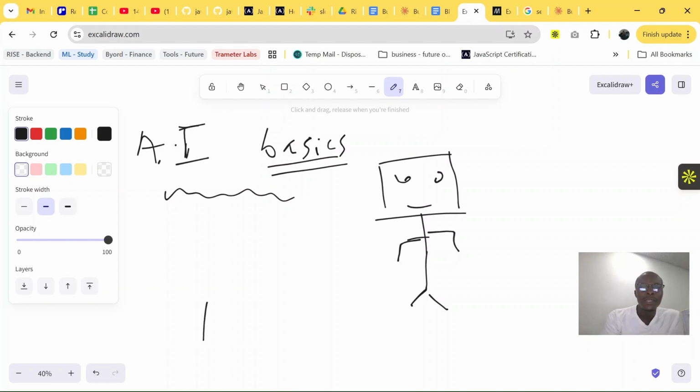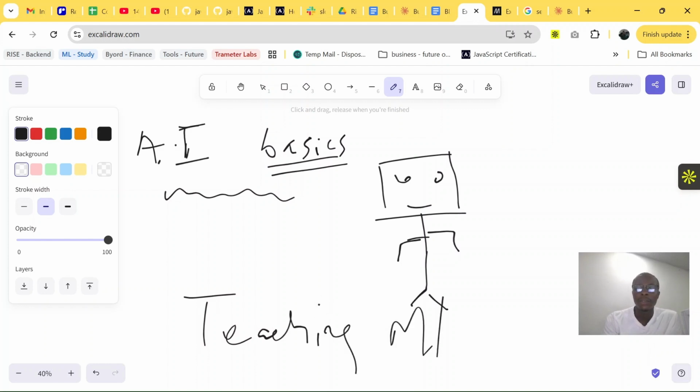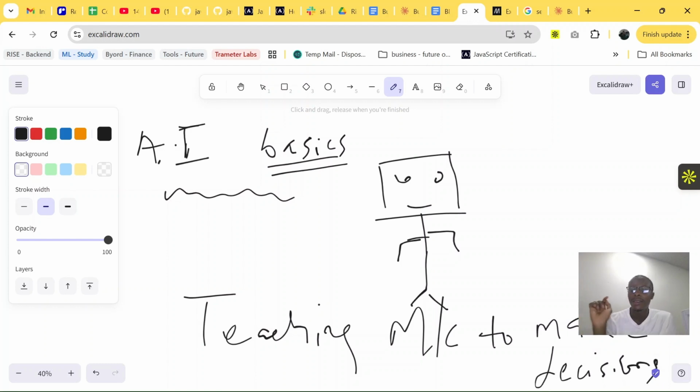AI is simply this: you teaching a machine to make decisions. I'm going to explain this. AI is you teaching a machine to make decisions.